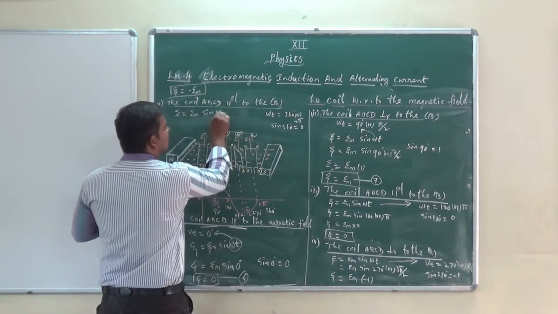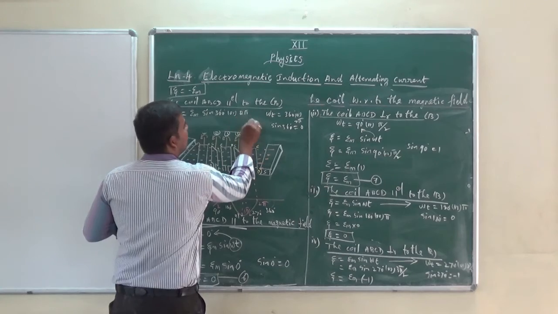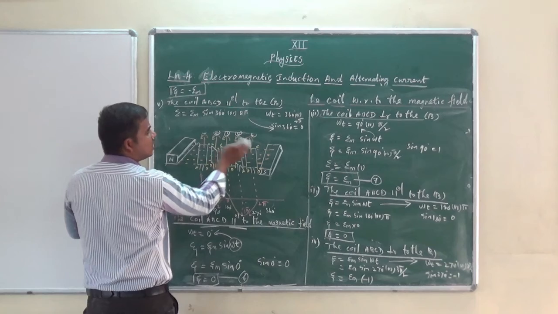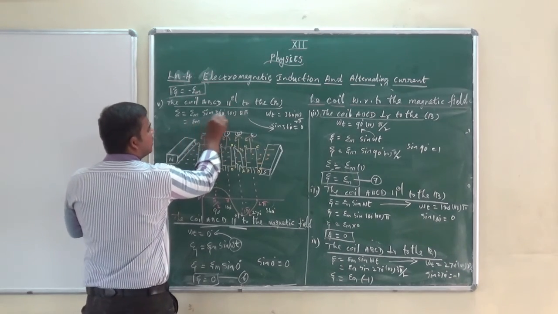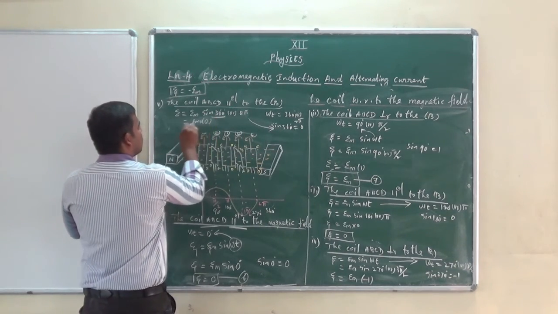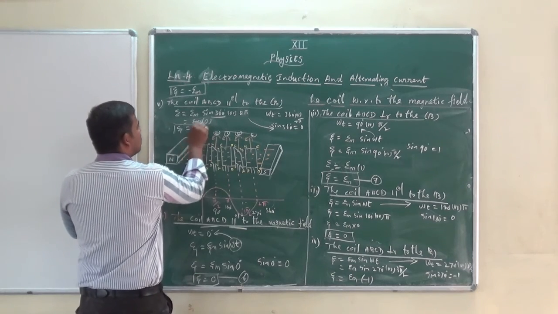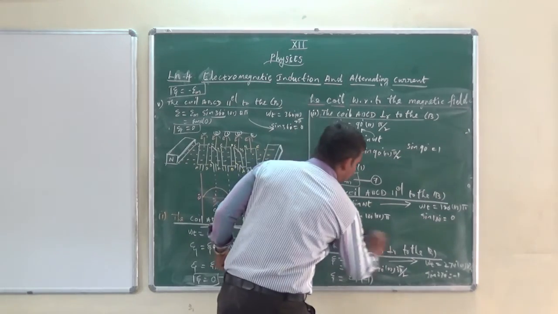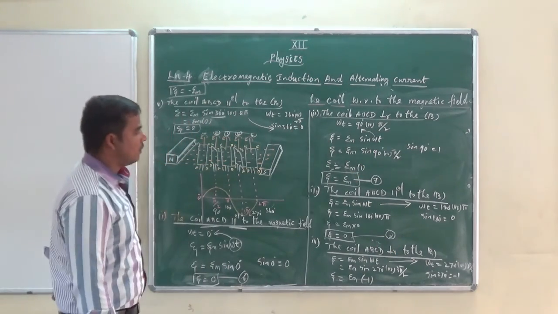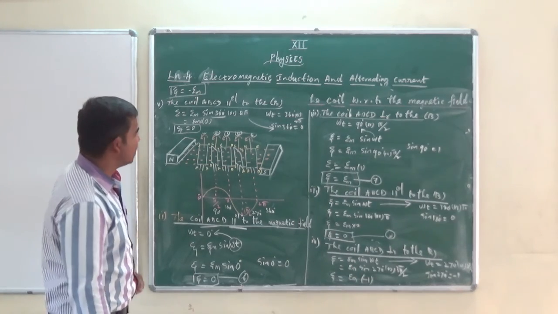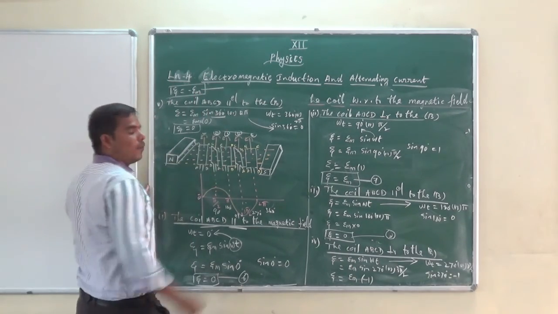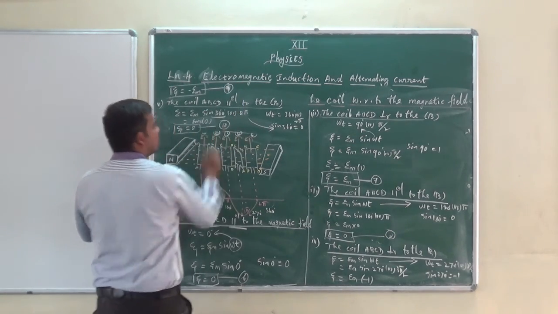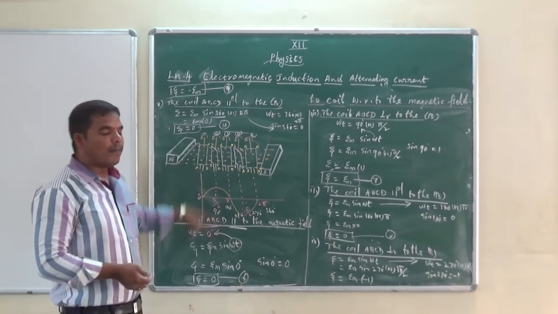Here omega t is 360 degrees or 2 pi. Sin 360 degrees is 0. So maximum EMF into 0, and 0 into anything is 0. So the induced EMF produced in the fifth position is 0. That means the last equation is 7. The third position is equation 8, the fourth position is equation number 9, and the fifth position is equation number 10. This is the fifth position.